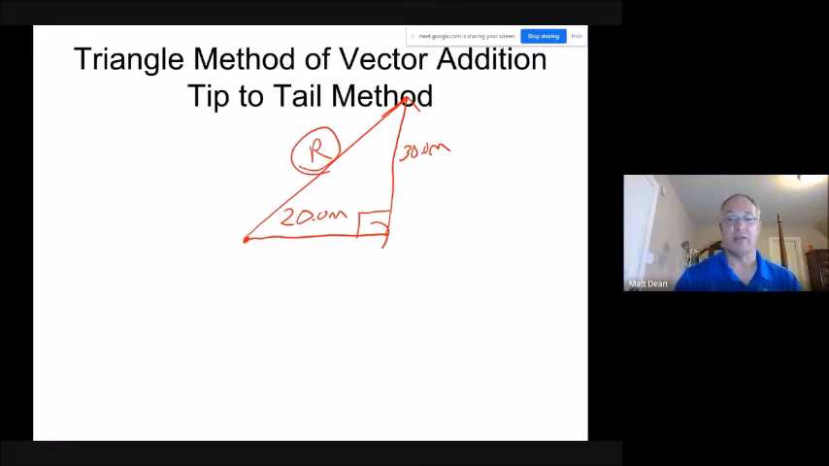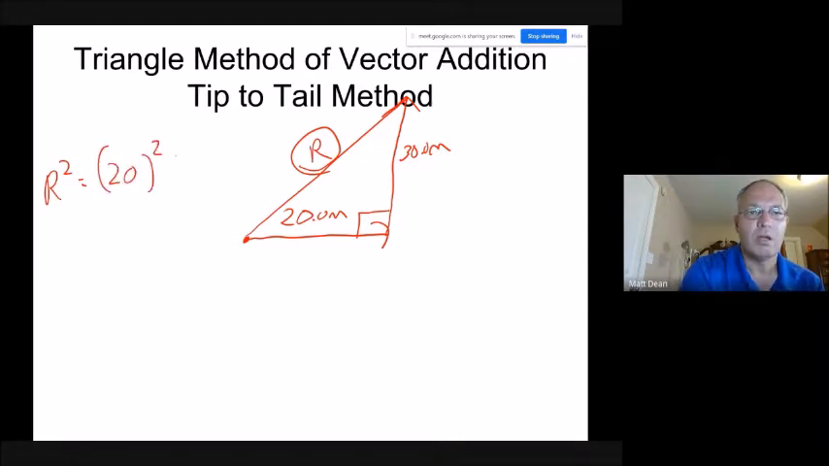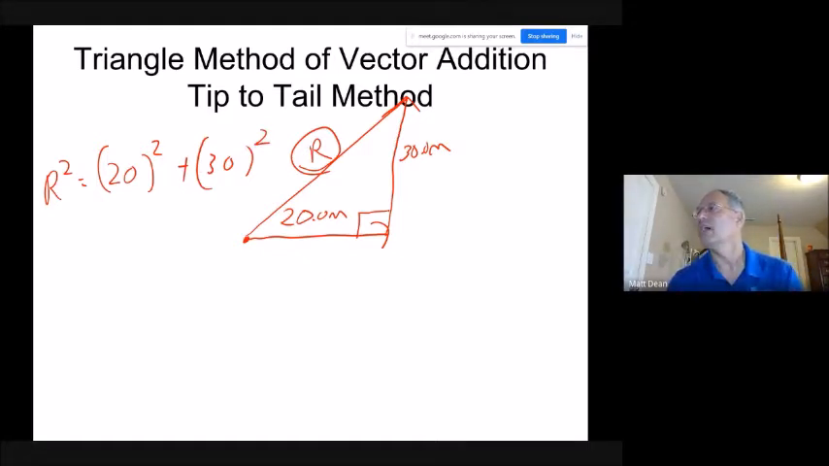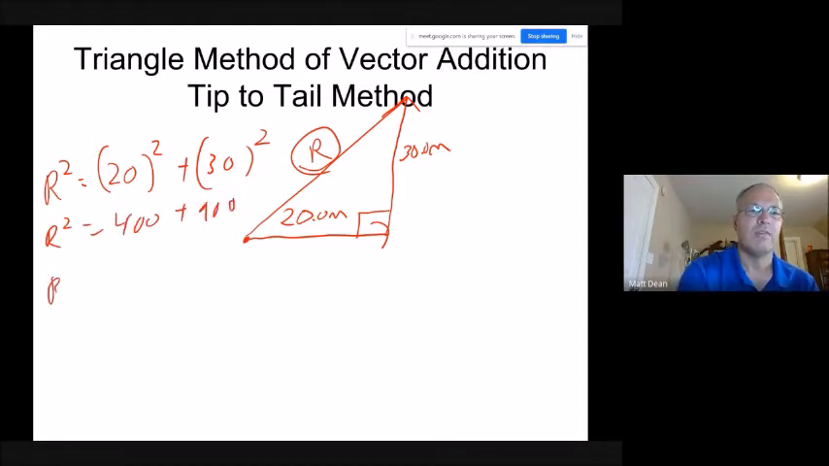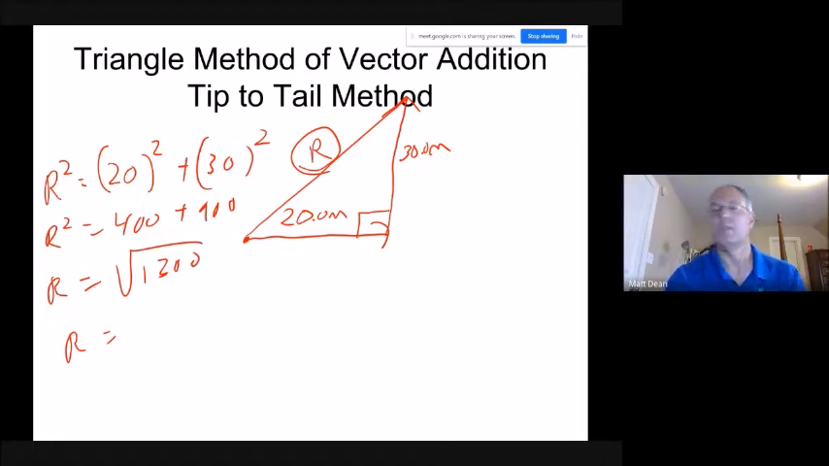We can solve for that now, and we can solve for that using the Pythagorean theorem. So our R is our hypotenuse, our resultant. So we're going to say R squared equals 20 squared plus 30 squared. We're going to solve that out. So that would be R squared equals 400 plus 900, which is going to give us R is equal to the square root of 1300. R equals, let's take the square root of 1300 and get 36.1 meters.